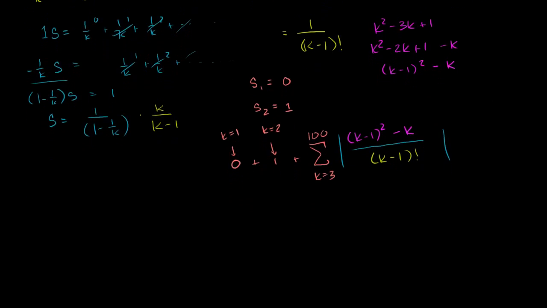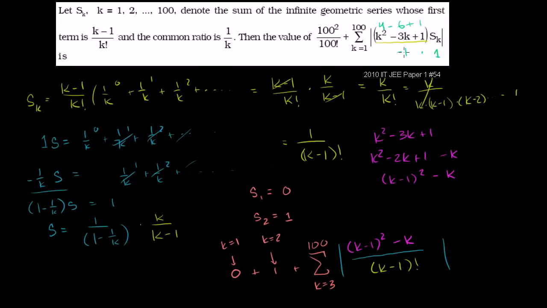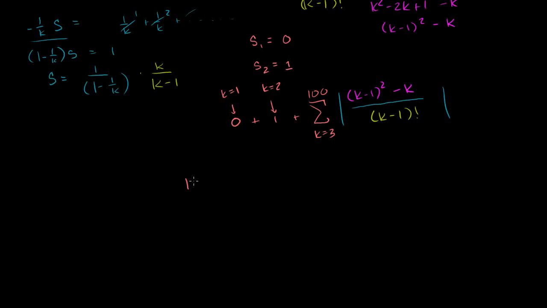And let's try to simplify it even more. So this whole thing is going to become, or at least we're just dealing with the sum part right now, we're not really dealing with the 100 squared over 100 factorial just yet. But this sum is going to be 1 plus the sum from k is equal to 3 to 100 of the absolute value of k minus 1 squared over k minus 1 factorial. Let me just do it separately here so I don't have to rewrite the sigma notation over and over. This expression right over here is the exact same thing as k minus 1 squared over k minus 1 factorial minus k over k minus 1 factorial. It's the exact same thing.